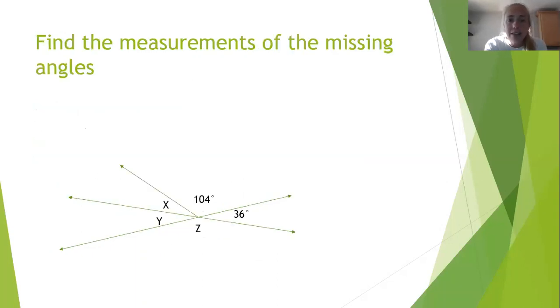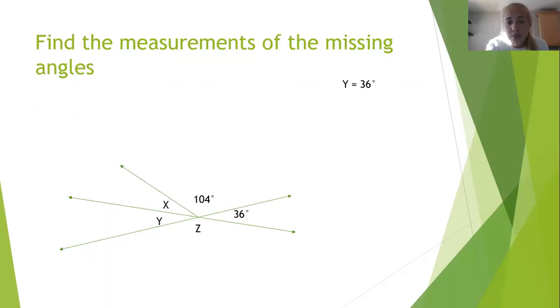So if we're going to find the missing measurement, there are multiple ways to go through this. And so I'm going to show you two different ways you can do it. So the easiest angle that you guys can solve for is angle Y, because it is the opposite of the 36-degree measurement angle. These two angles are opposites. So we know that angle Y is going to equal 36 degrees.